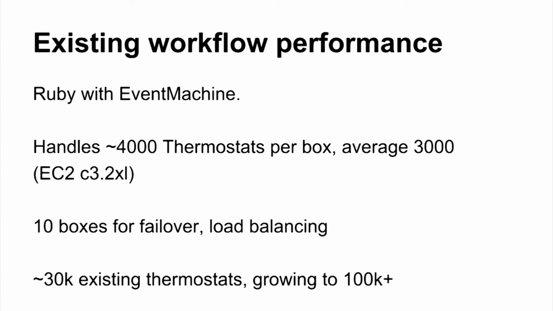Current performance: it's written in Ruby. It handles about 4,000 thermostats on a box, with an average of about 3,000. This is from about a couple months ago, so it's changed a little bit. That's running on an EC2 C3 2XL instance. We use 10 boxes for failover and load balancing. We have about 30,000 existing thermostats, again that's kind of old. We're probably going to more than 100,000. We're growing about 3,000 a month, which is interesting because it's going very, very fast.